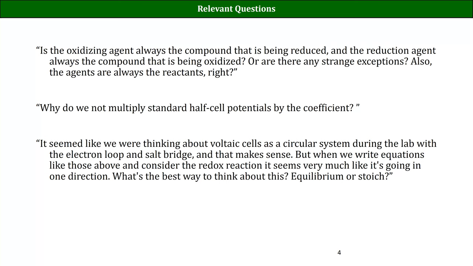Somebody asked, why don't we multiply the standard half cell potentials by the coefficient? So if we're multiplying the whole half cell by a number to make the electrons balance out, why don't we multiply the half cell potential? And that's because, remember that the half cell potential is really talking about the difference in energy of the two states before and after. It's not really normalized by the number of electrons.